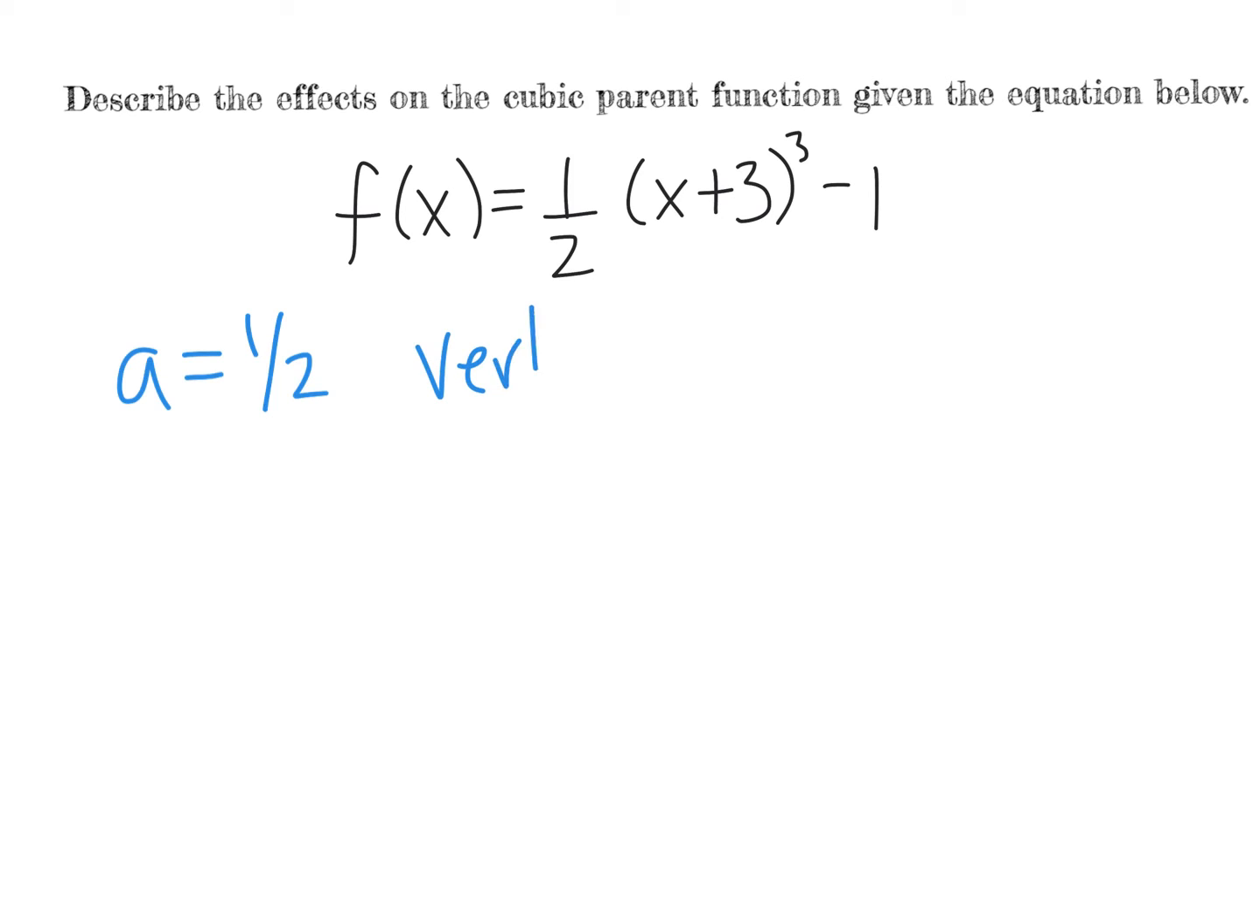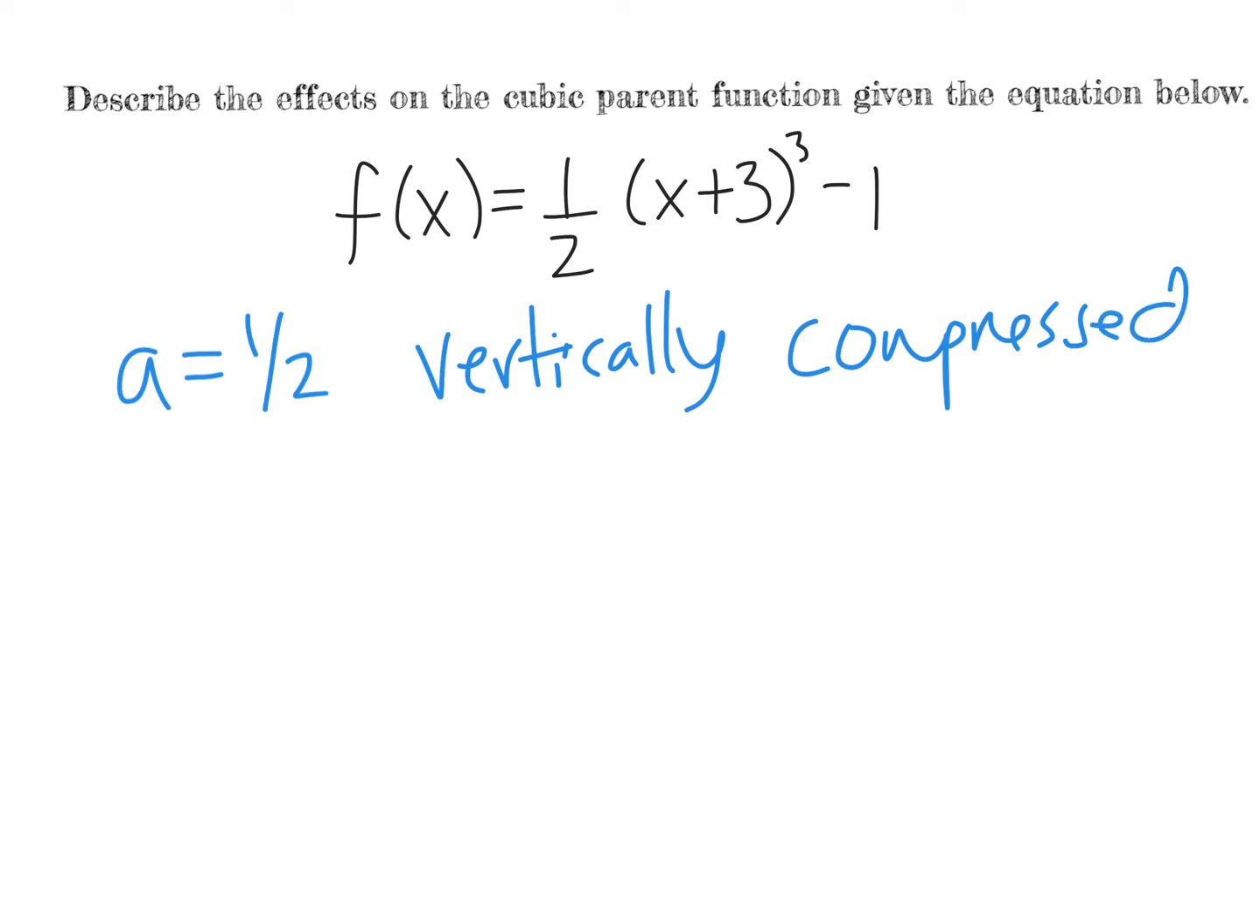So vertically compressed. It's going to get, in essence, wider, or flatter there at the origin. It's going to get flat. It's going to get wider and pulled out horizontally towards the outsides. Then we talk about, this is the 1/2. Then we want to talk about the plus 3 and the minus 1.